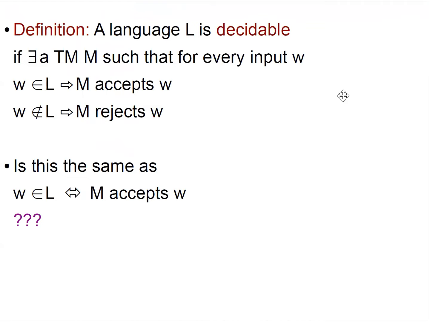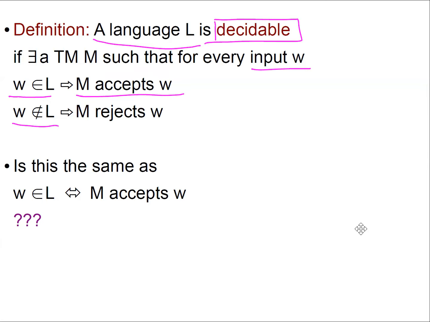Now, critical definition. We're going to say that a language L is decidable if there exists a Turing machine such that for every input W, if W is in the language, the machine accepts W. If W is not in the language, the machine rejects W. Now, a very important point. Is this definition the same as simply saying that W is in L if and only if M accepts W? What do you think? Think about it and remember the key difference between DFAs and TMs. Is this the same?